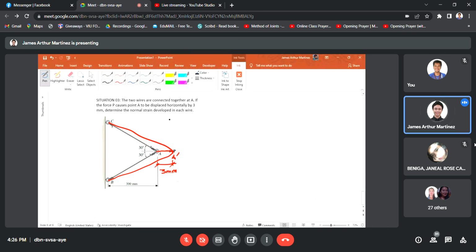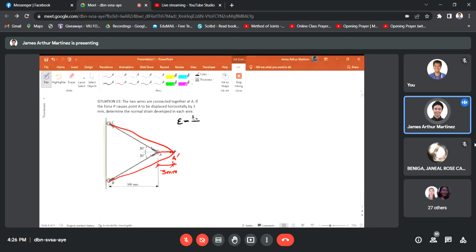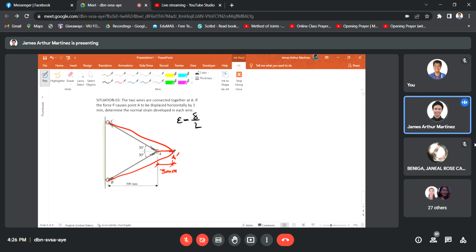And what is the equation or formula for normal strain? It's just the deformation, I'm sorry, this refers to elongation, over the original length of the wire. So we are to determine the elongation of both wires and then the original length.